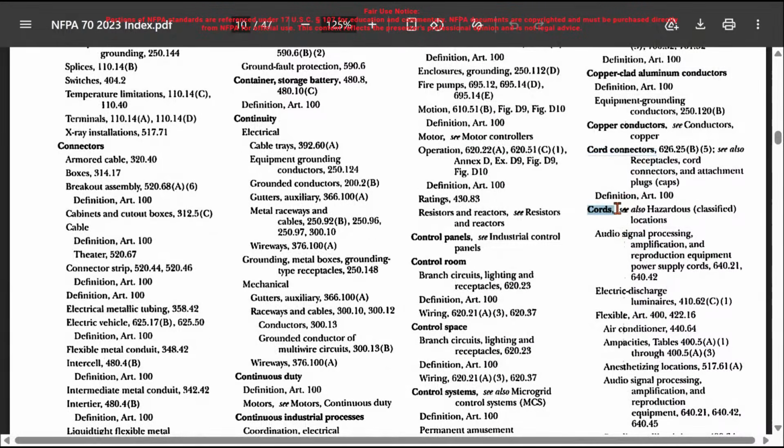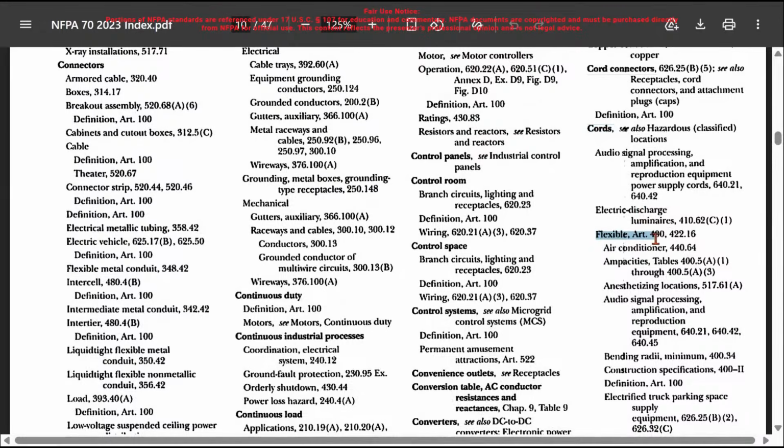Now, notice something, how this is bold, but then these are kind of offset a little bit. That means they're cords, but these are the specific cords they're talking about. Okay, so here's cords. And also go down here, let's see, flexible air conditioning cord, right there, 440.64, right? You see that right there? 440.64, so that's one place. So we're gonna write that down.